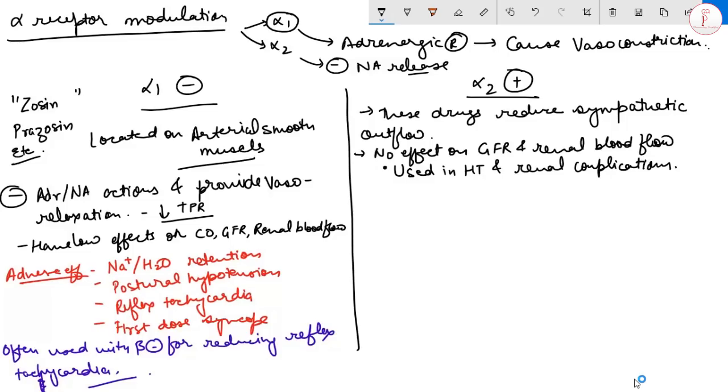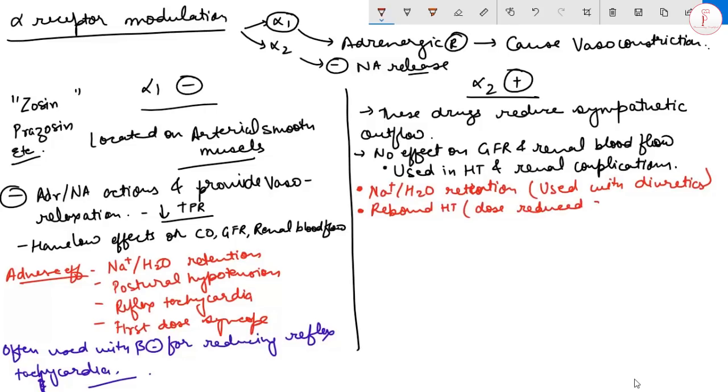And the adverse effects associated with them are sodium and water retention, and they are often used with diuretics to reduce the blood volume or the total plasma content in the body. They do lead to development of rebound hypertension if their dose is abruptly stopped. So the dose has to be reduced gradually, and they often cause sedation in patients. And this was an example of clonidine.